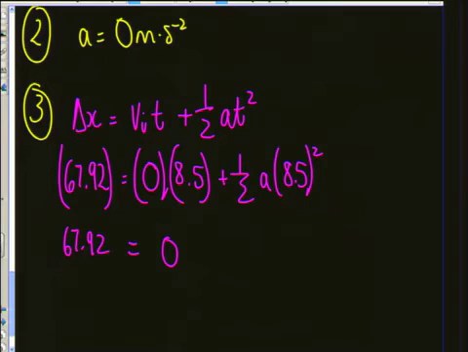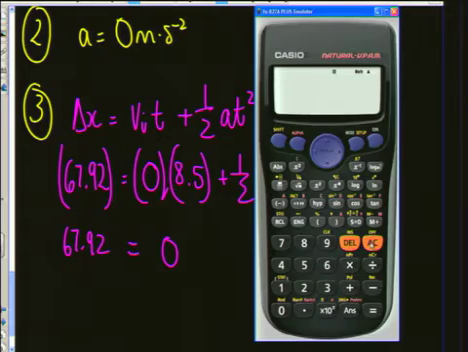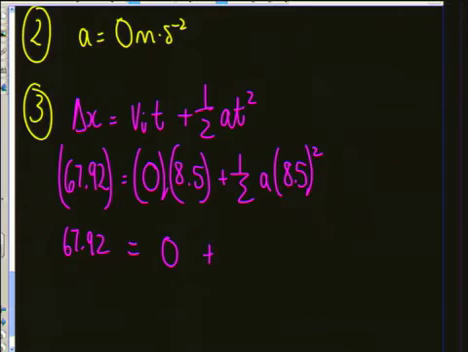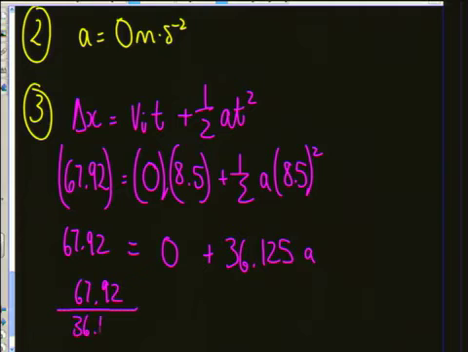And then let's solve for this. So 8.5 squared is equal to that, and I'm saying multiplied by 0.5, and so we get 36.125 times A. And now we can take that value to the other side. So 67.92 divided by the 36.125 is going to give me the acceleration.